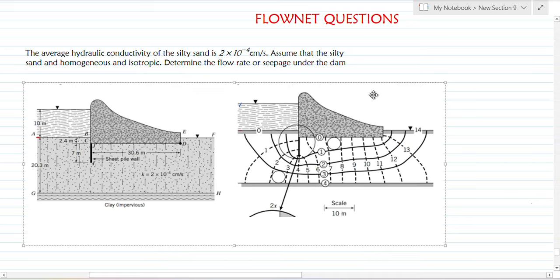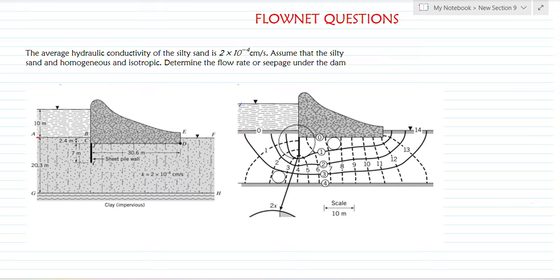And we have a question in flownet that we want to look at how to go about. Let's see. The average hydraulic conductivity of the soil is 2 by 10 to the power negative 4 centimeters per second. Assume that the soil is homogeneous and isotropic. Determine the flow rate or seepage under the dam. So this is the question given to us.